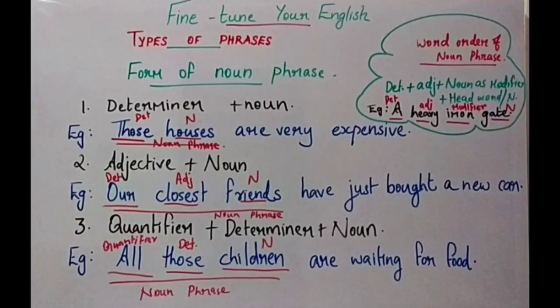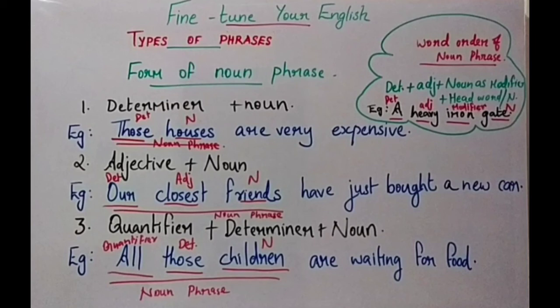Okay, then see the word order in a noun phrase. See, if a determiner is there, it must be written in the beginning. So, a determiner, then if there is an adjective, it must be there in the second position. Then comes, if there is some more adjective or a noun as a modifier, that should be written there.